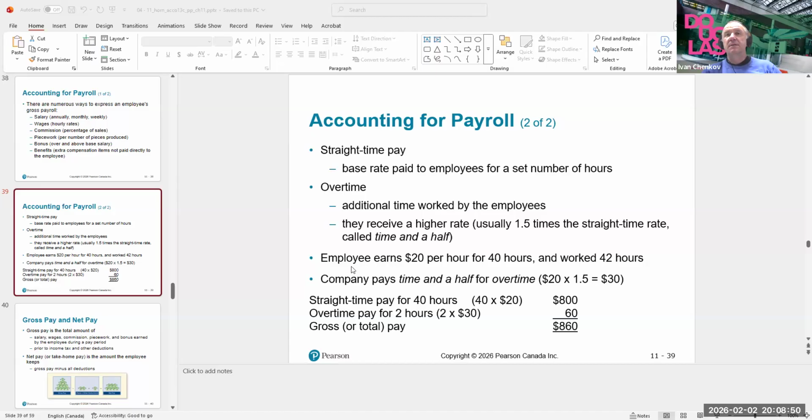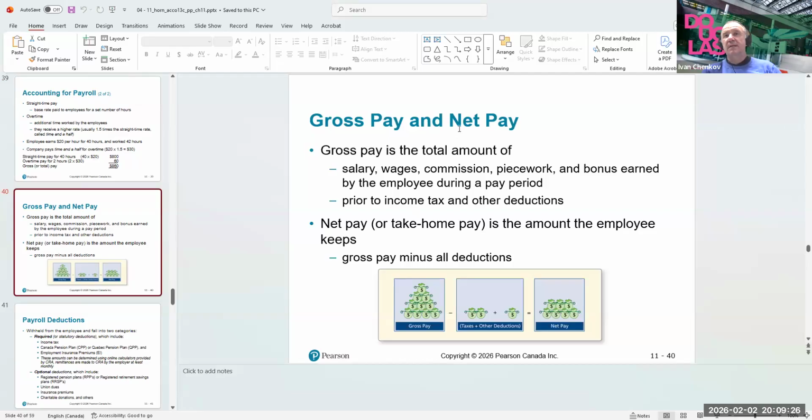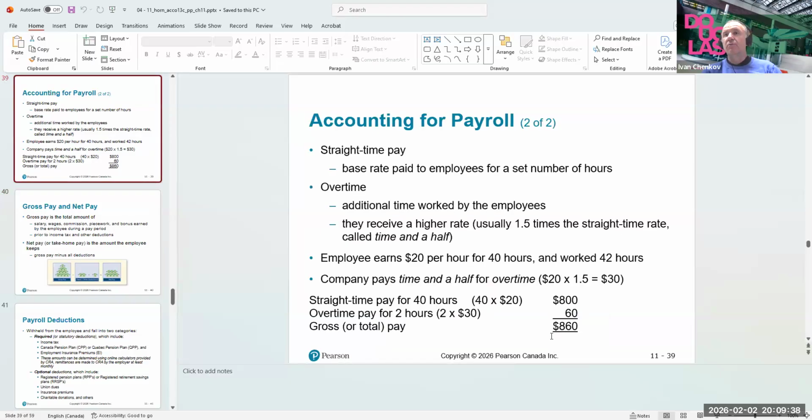Now in our example, the employee earns $20 per hour for 40 hours, and the employee works in total 42 hours. So the employee is going to be paid $20 for the 40 hours, and for the 2 hours of overtime, he's going to be paid 1.5 times, which is $30 per hour. So in total, the gross pay for the employee will be $860. Now we have to go to the point of what gross means and what net means. Simply, how you can picture it is that gross is the amount that you earned, that you like, but you're never going to get.